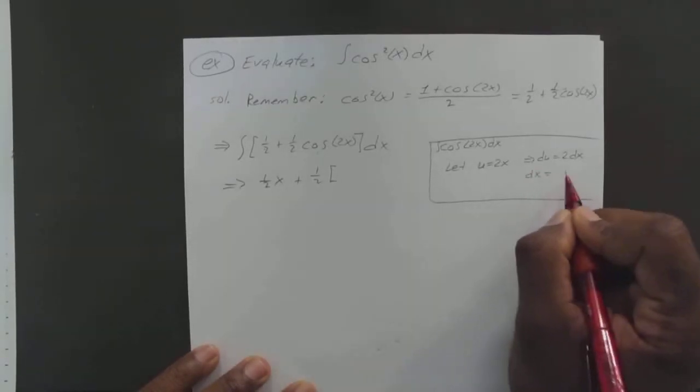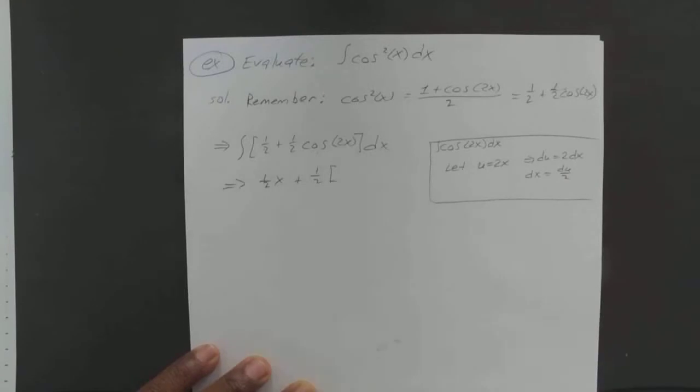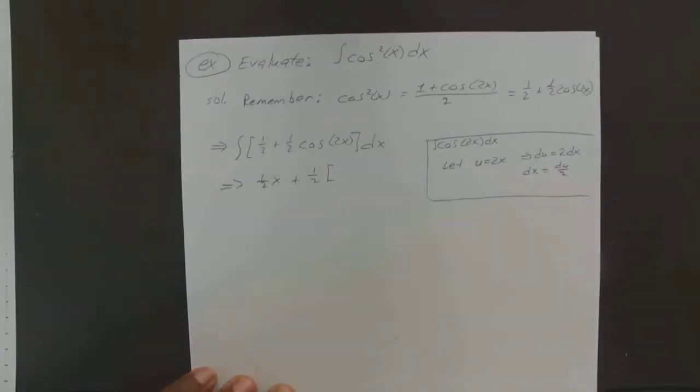So that means your du is equal to 2dx. So your dx is 1/2 du.